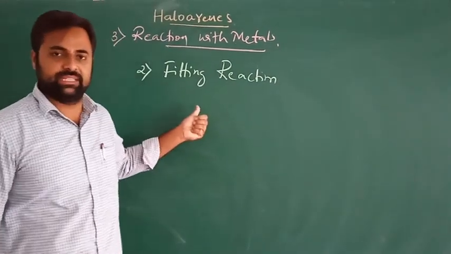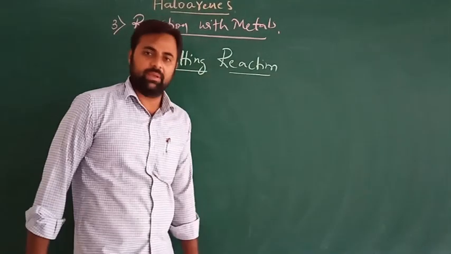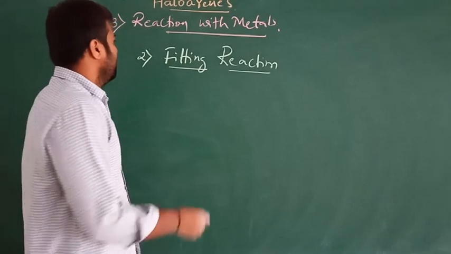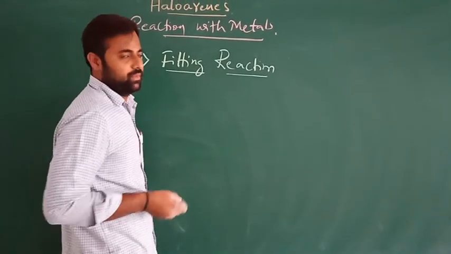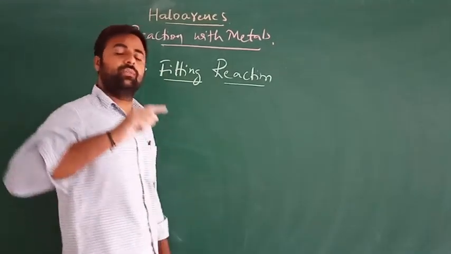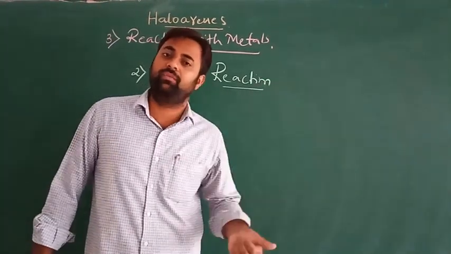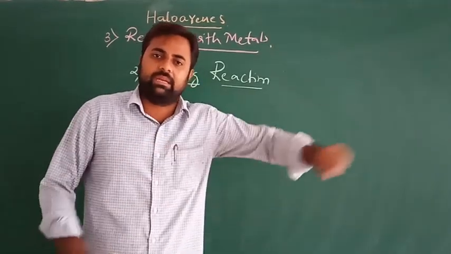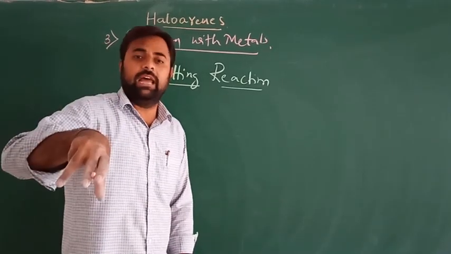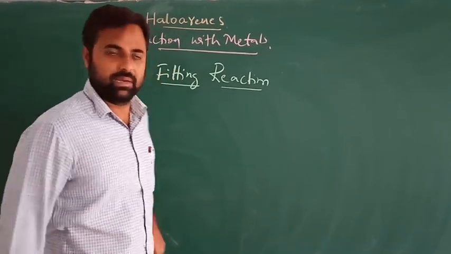And the second one is the Fittig reaction. This is also one of the naming reactions which tells about how aryl halides react with metal. First I'll write the general equation so you can easily understand. In the Wurtz-Fittig reaction, one molecule of aryl halide and one molecule of alkyl halide combine together to give the respective product. But in the Fittig reaction, two molecules of aryl halides combine together, treated with a metal, to give the respective product. Let's see here.